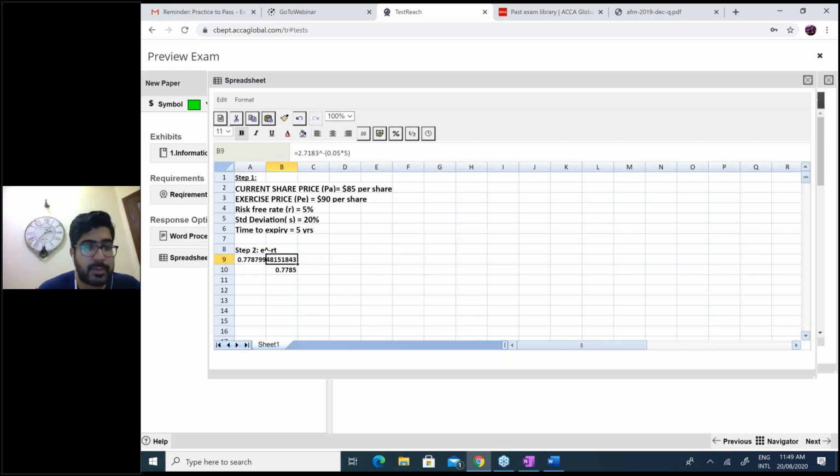Okay, sorry, 0.7787. Okay. No, marks won't make any difference. You apply the formula or you just write it separately.